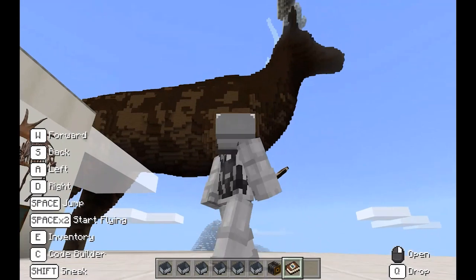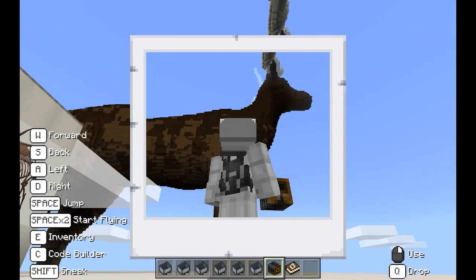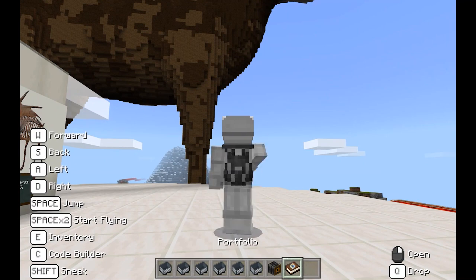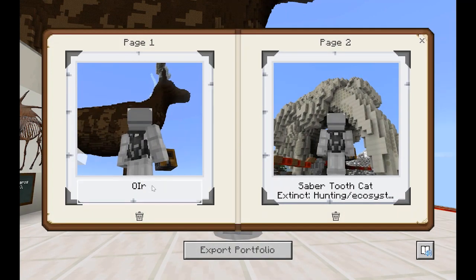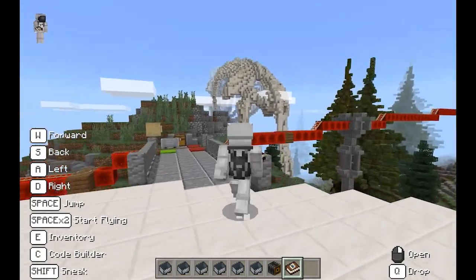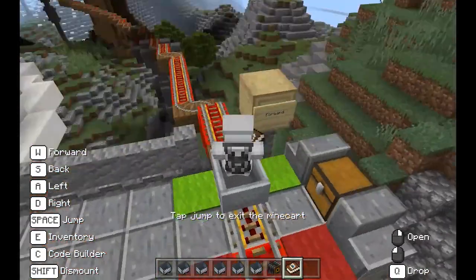Alright, so let's take our picture. There we go. And let's put it in our portfolio. And this was called the Irish elk. And it went extinct because of, let's just say, hunting. We know it's humans hunting them. Ecosystem change. And the last one, what was it? Oh yeah, disease. There we go. Alright, let's hop back on. There we go.